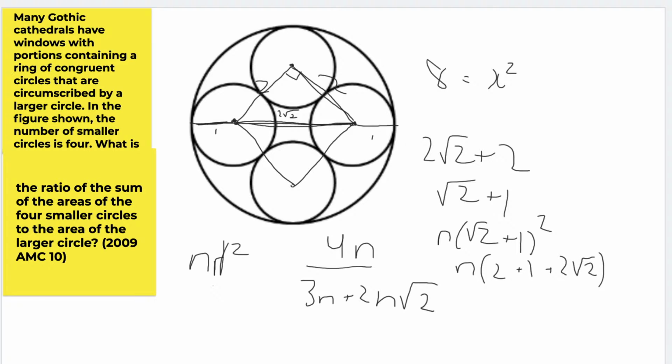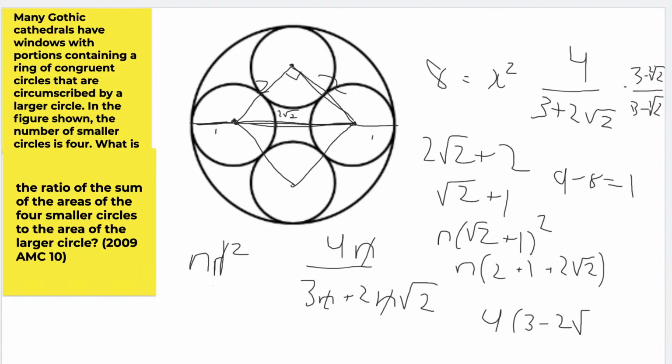Now the pi's just cancel out. So at the end, you get 4 over 3 plus 2 square root of 2. But remember, this is the AMC 10 or AMC 8. These problems, you need to rationalize the denominator. So you rationalize it by multiplying the bottom by the same thing but with the opposite sign. So if you multiply it by 3 minus 2 square root of 2. So that's the answer.